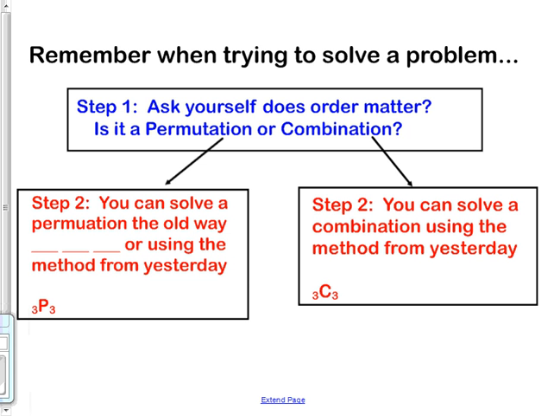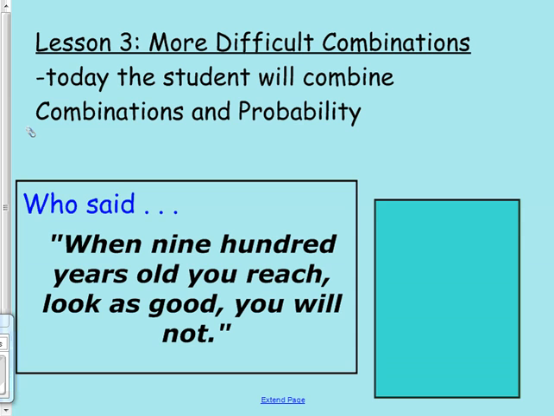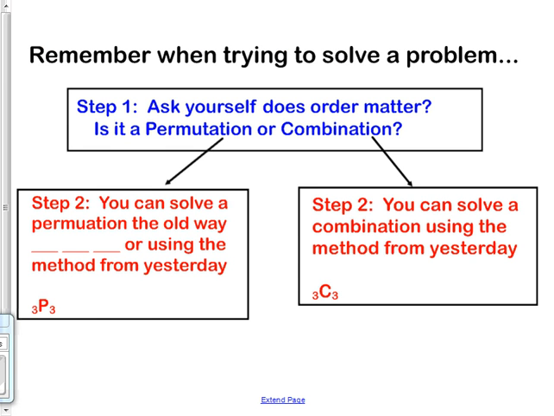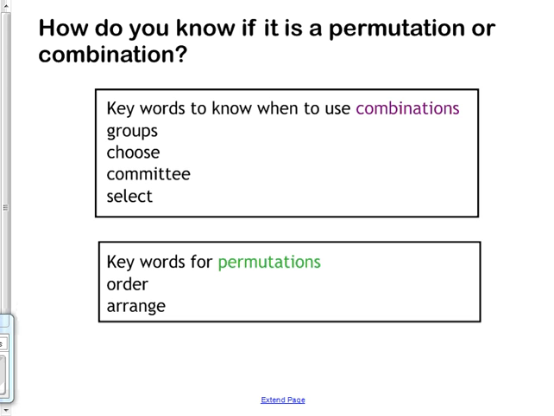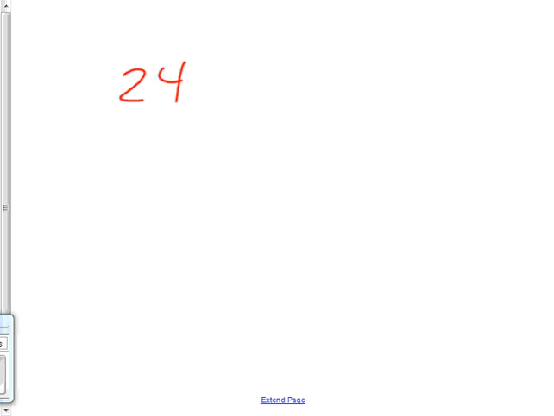So welcome everybody. We are talking about permutations and combinations, and specifically today's lesson is on more difficult combinations. We're mostly going to be doing combinations, but combinations are where order does not matter. Permutations is where order matters. If I have 24 people in this room right now, and we want to do combinations of 5, I'd like you to figure out how many combinations of 5 there would be.